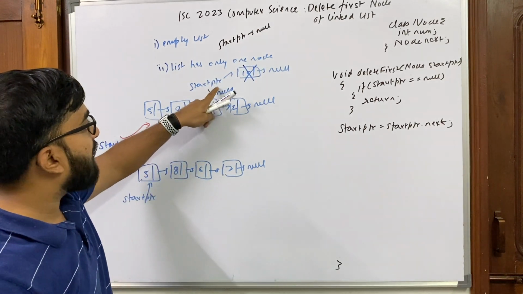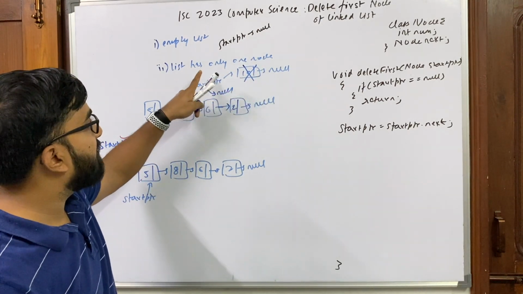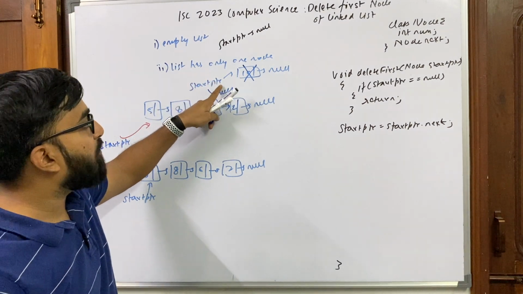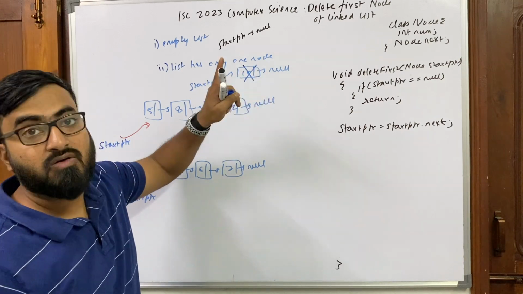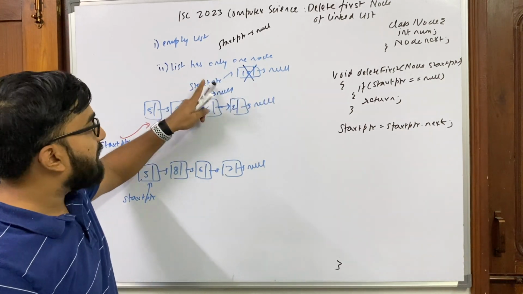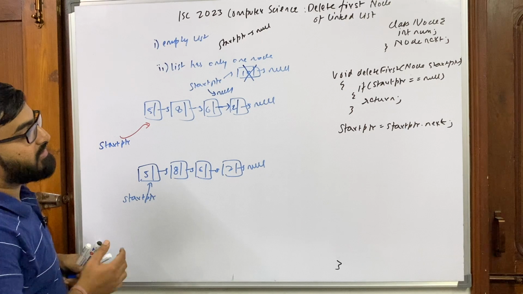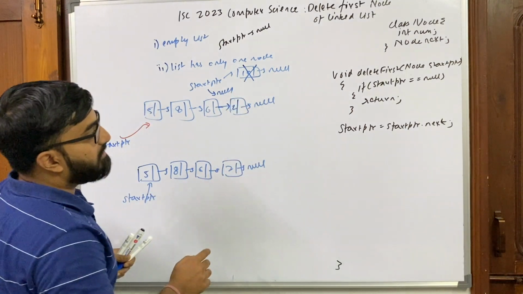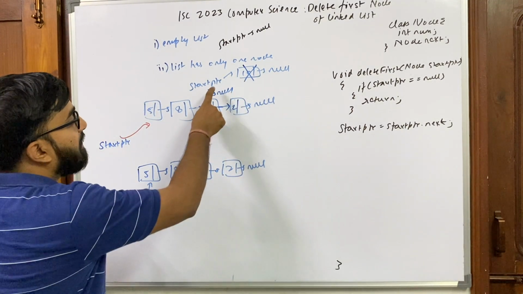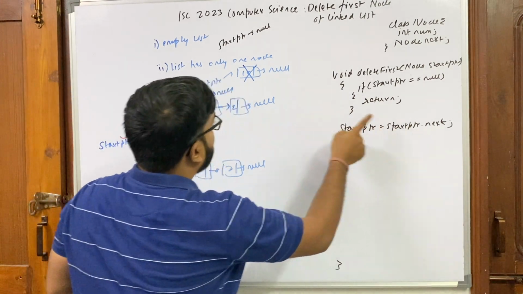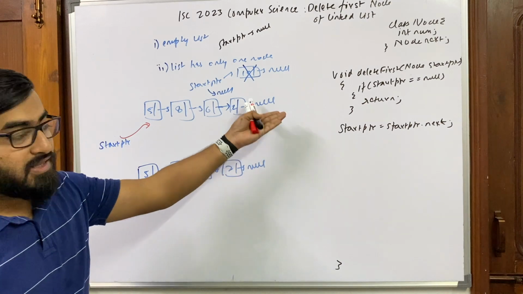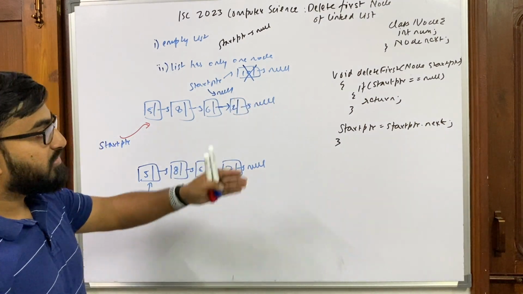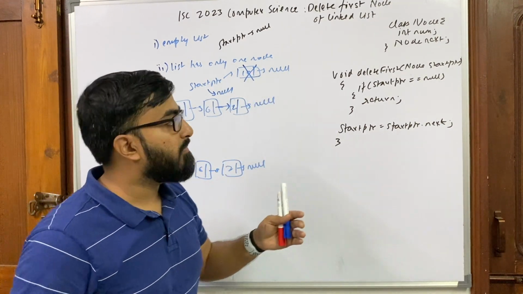So when we do start pointer is start pointer next, when the list has only one node, start pointer automatically becomes null because next of this start pointer is right now null. That's why we don't have to handle the case for a single node separately. So when the list has one node, start pointer is equal to start pointer dot next will make start pointer null. And that's it, that's the function to delete the first node. So this is the code that you need for a theory paper.